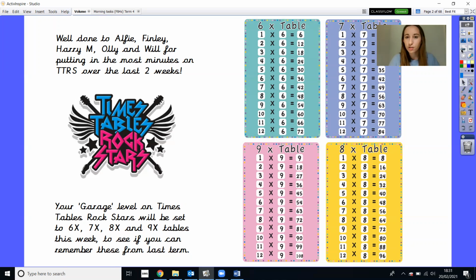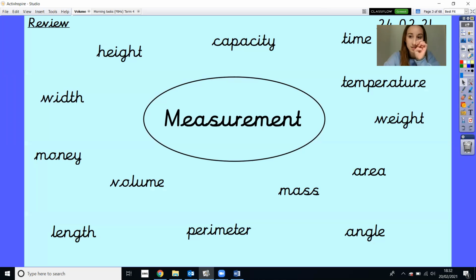Last term we focused on these times tables, 6s, 7s, 8s and 9s. So this week your garage level is going to be set to all 4 of those times tables to help you remember those from last term before we move on to focusing on a different one. The other levels on Times Table Rockstars will test you on anything up to the 12 times table. But if you go on Garage, it will specifically test you on these ones, so you'll be able to see if there's any that you really need to keep practicing and working hard on in your own time.